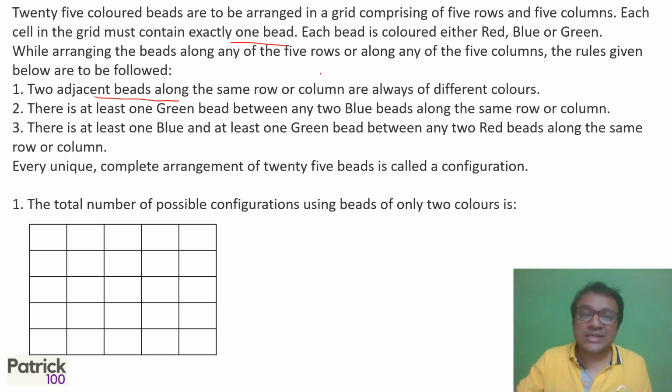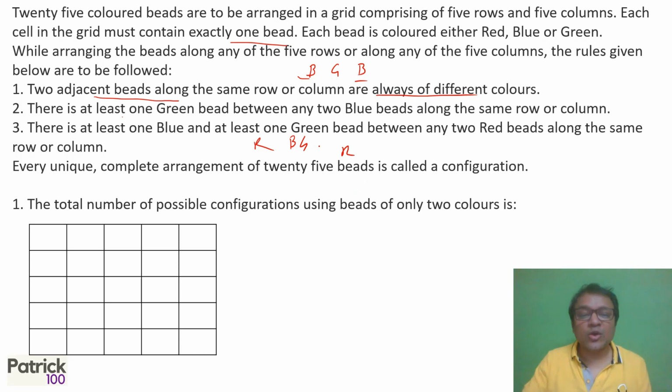Two adjacent beads along the same row or column are always of different colors, so they can't be of the same color. There's at least one green between any two blues. So if you have blue, that means there should be a green between two blues. There must be at least one blue and one green between two reds. Every unique complete arrangement of 25 beads is called a configuration. Okay, let's start with the first.